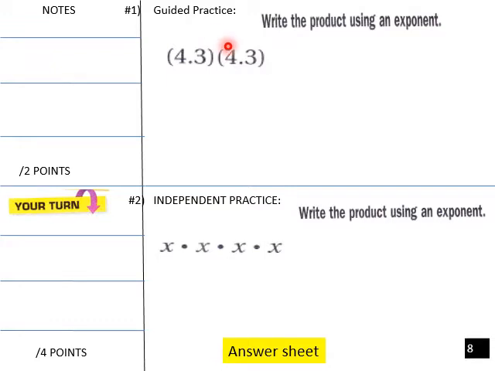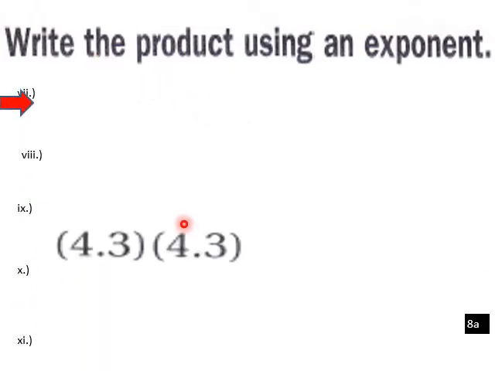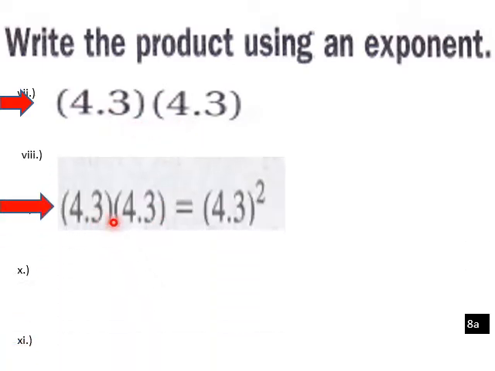Okay, so our first guided practice here. Write the product using an exponent. So there's our first issue there. Then students, this is yours. Do that one on your own. We'll go ahead and do the guided practice. Write the product using an exponent. So 4.3 times 4.3 would be the same thing as 4.3 to the 2nd power.